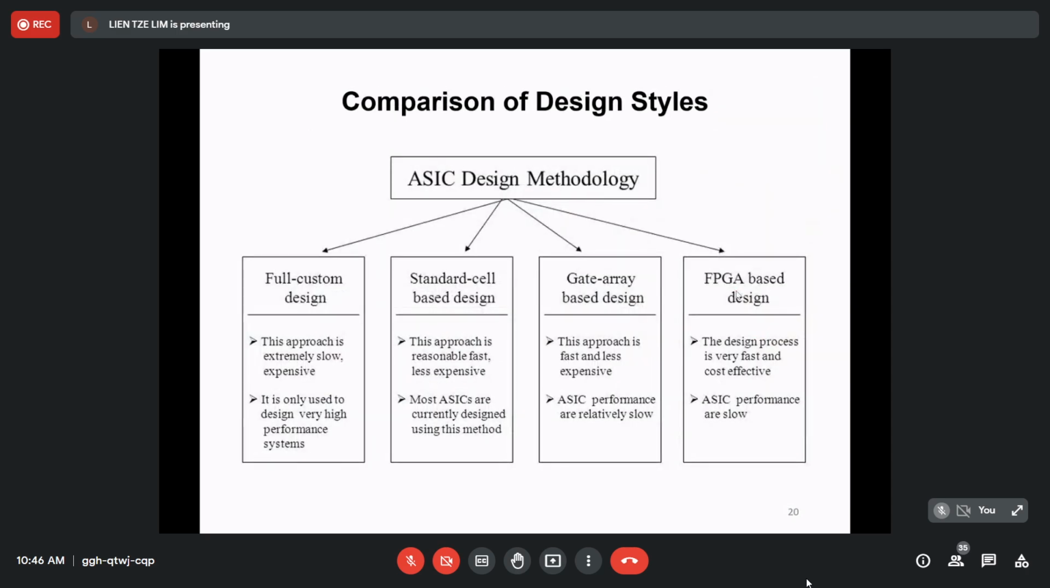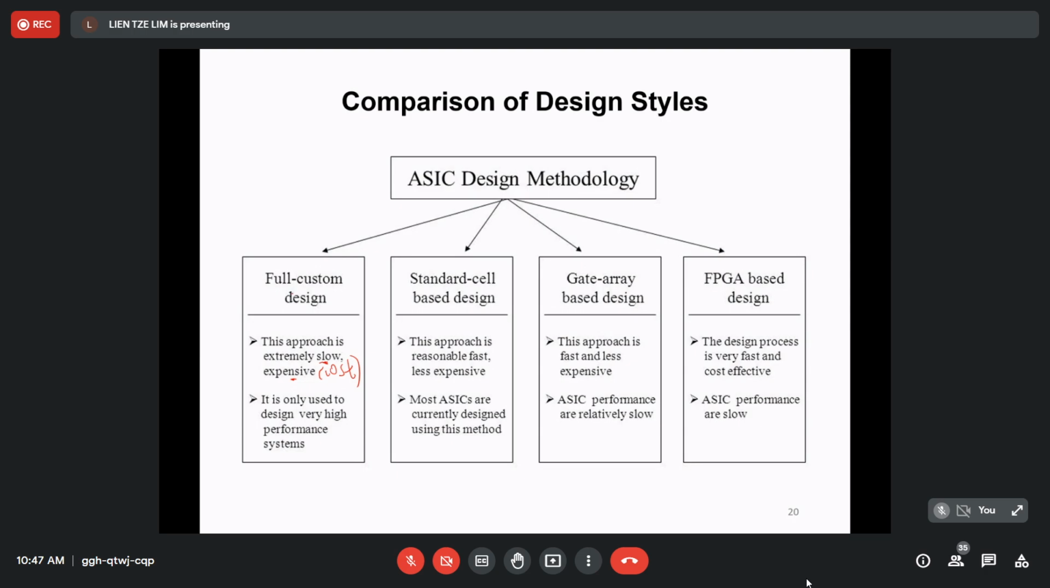Okay, this is another chart. It is also about the comparisons for these four design styles. They are compared in cost and also performance. I start from full custom design according to this chart. The approach is extremely low, meaning the design time is very slow, and expensive. This is about cost. And it is only used to design very high performance systems.